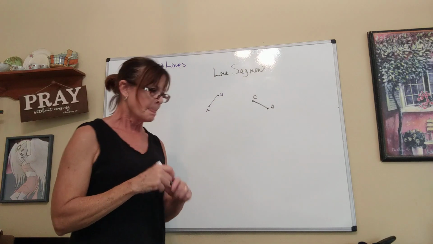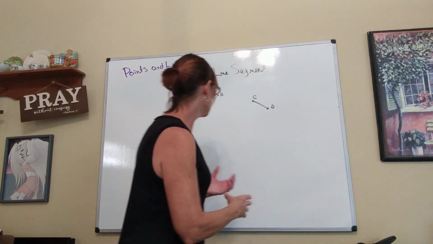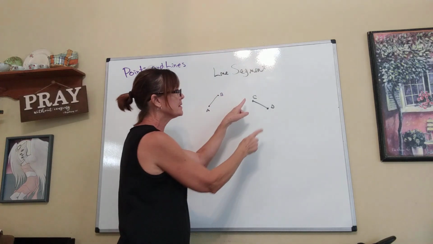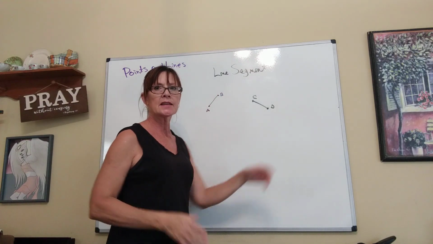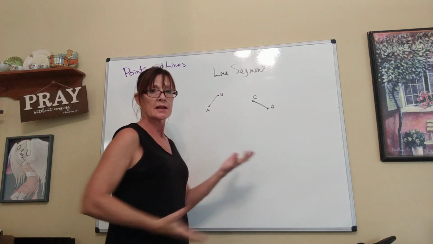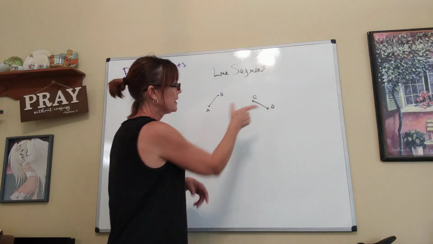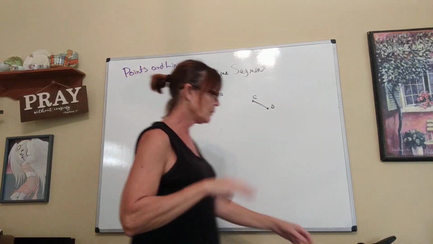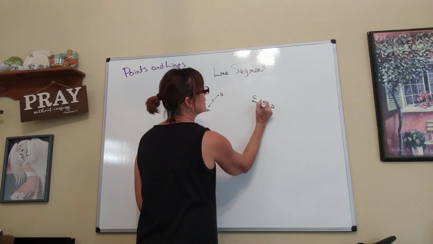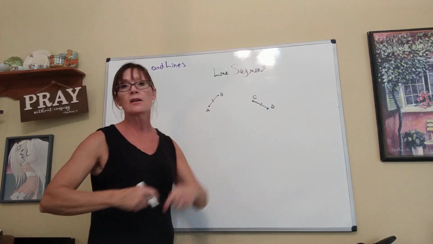The length of a line segment is just the distance between the endpoints. A and B are endpoints, C and D are endpoints of that line segment, and the length is the distance between these guys. That's all that is. So if it happens that this one is the same length as this one, we indicate that with a little mark. We put the same number of little hash marks on each, and that means those are the same length.